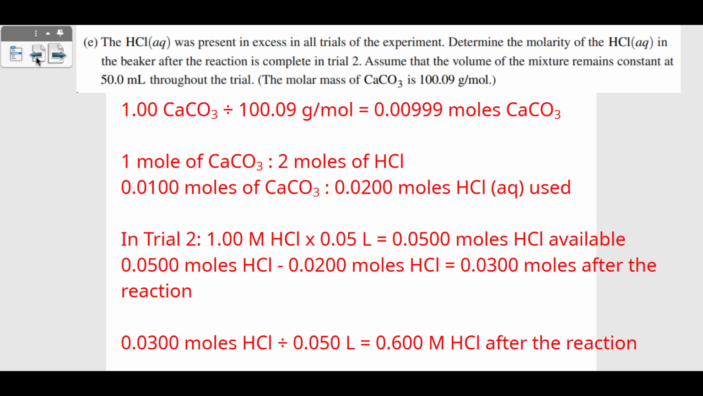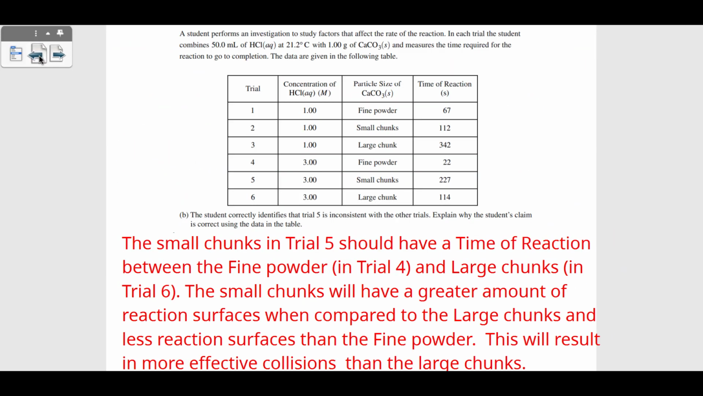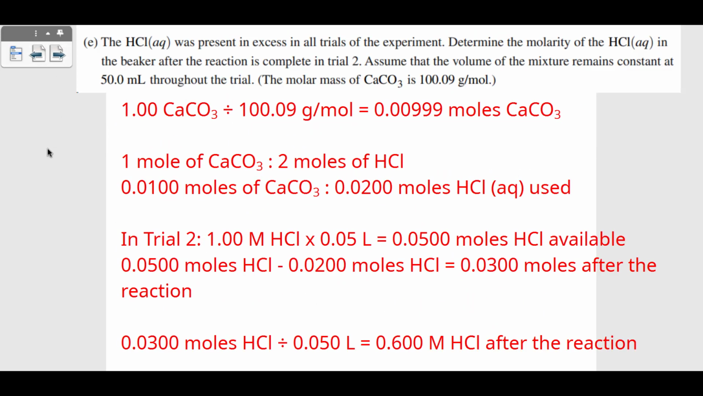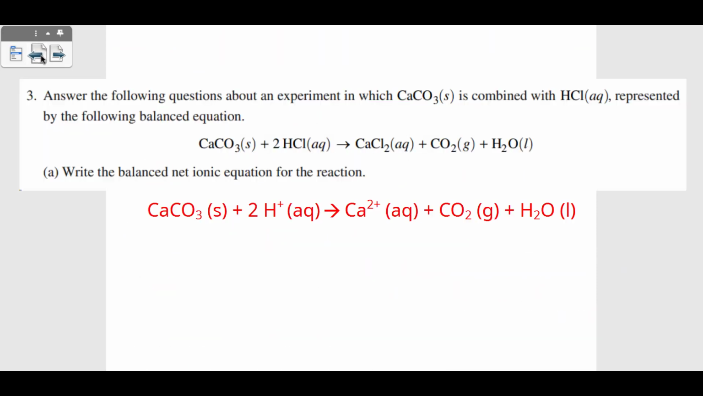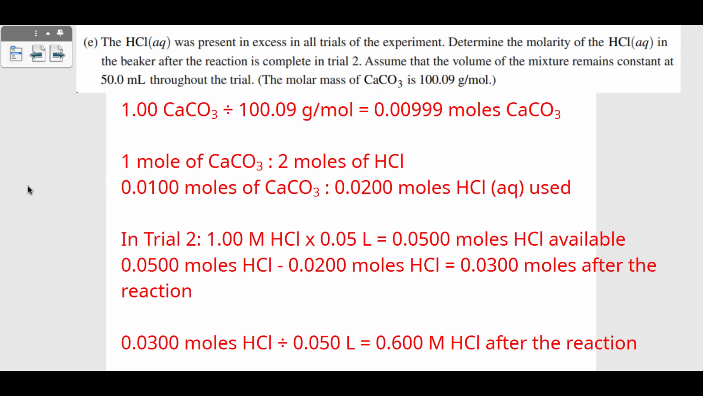So we take a look at how much mass of calcium carbonate, because that's our limiting reactant. We have 1 gram of calcium carbonate that is reacting. So 1 gram of calcium carbonate, we divide by calcium carbonate's molar mass, and we get 0.00999 moles of calcium carbonate. Or you could say 0.0100 moles, okay? We're going to take a look at our balanced reaction that we got, and you can see for every 1 mole of calcium carbonate, there's 2 moles being used of the H plus. And so for every 0.01 moles of calcium carbonate, we're going to use 0.0200 moles of HCl.